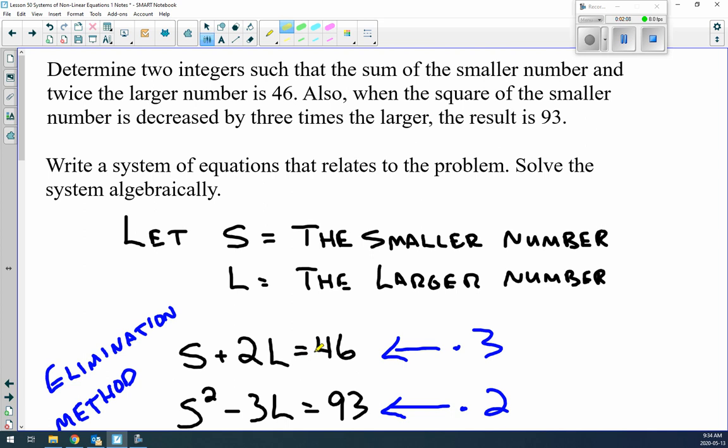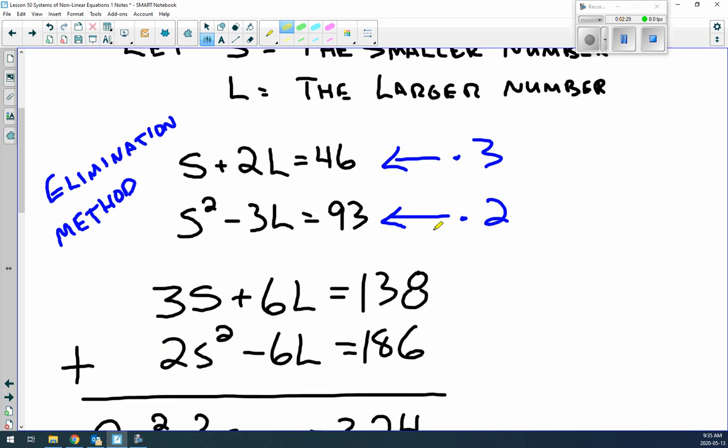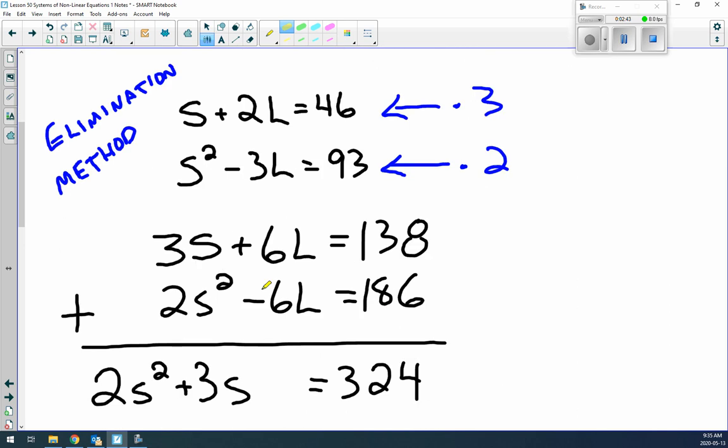Now for this system to work, and system means two or more equations, we need a second one. Also, the square of the smaller number, s squared, is decreased, so subtract, by 3 times the larger number, 3L, is 93. Here we have our two equations. How do you solve this? There are two methods, substitution or elimination. We're going to use elimination on this one. Take the whole top equation times 3, and the whole bottom equation times 2, meaning all the pieces in there. The top becomes 3s + 6L = 138. The bottom becomes 2s² - 6L = 186.